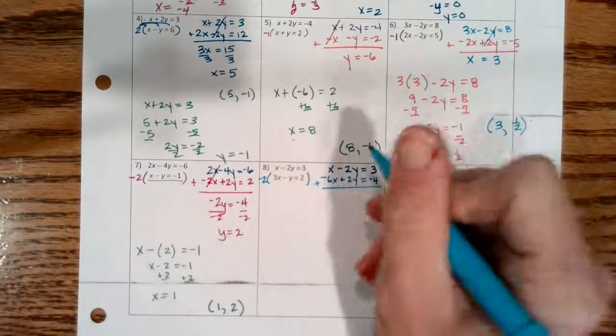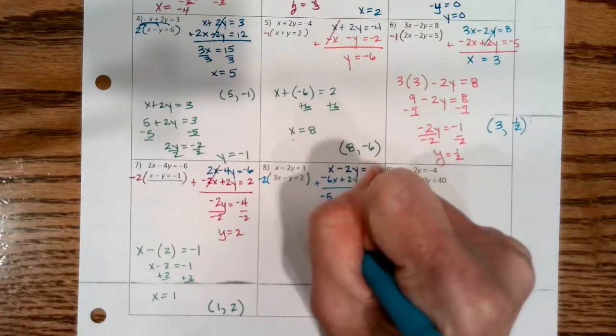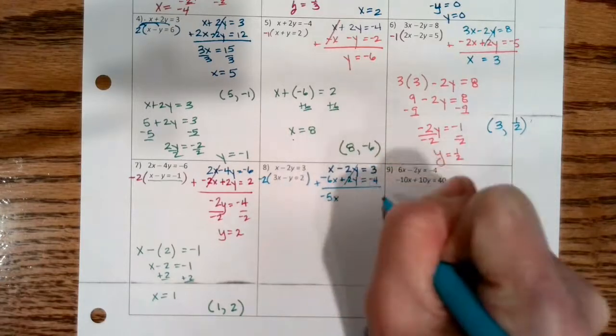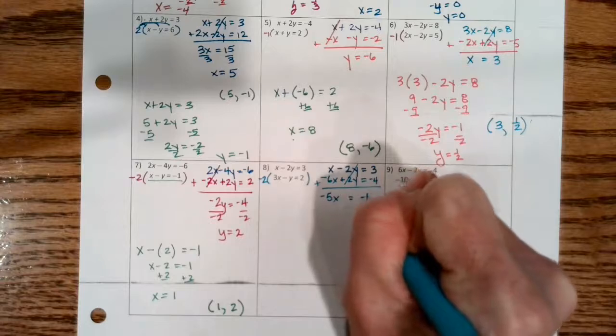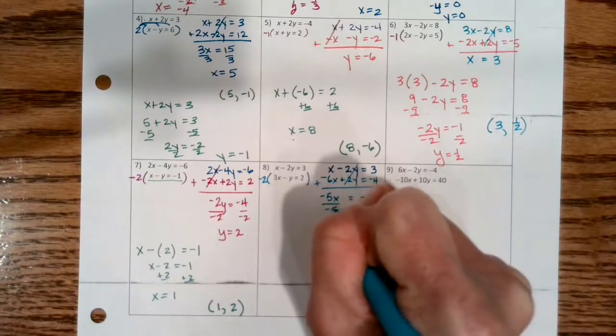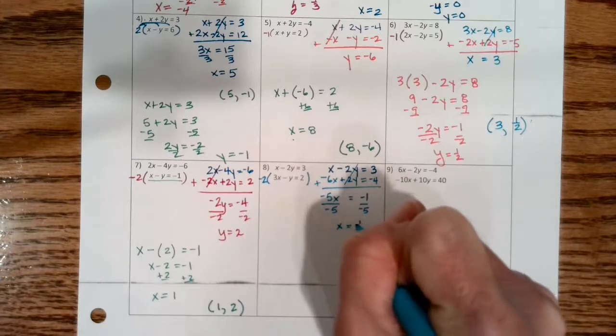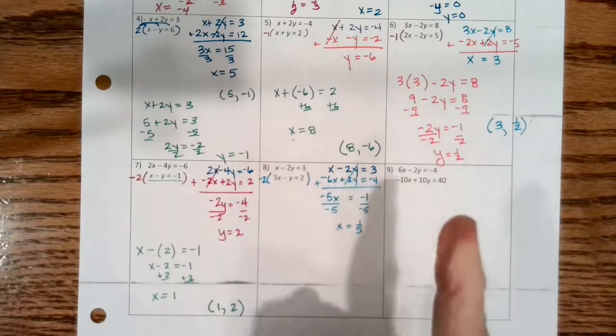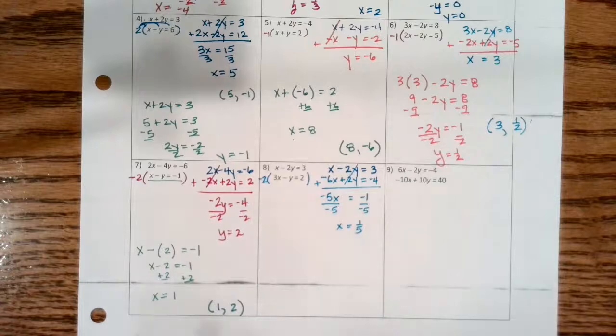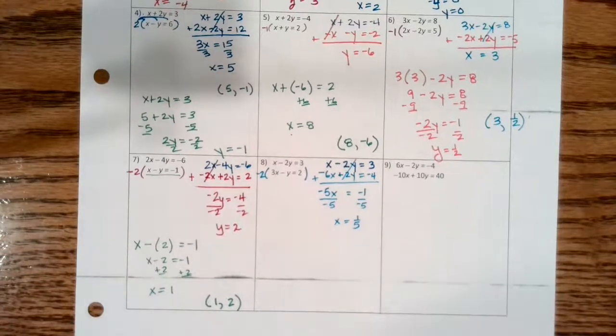So when I add my equations, I get negative 5x's, these cancel out, are equal to negative 1. Divide by negative 5, divide by negative 5, x is equal to 1/5. Do not be afraid of the fractions. Alright, so we'll go ahead and substitute into our original equation.